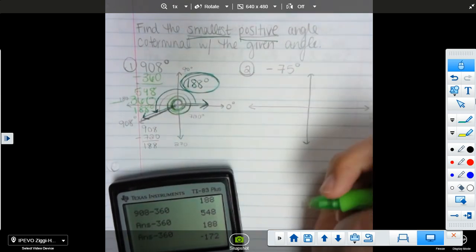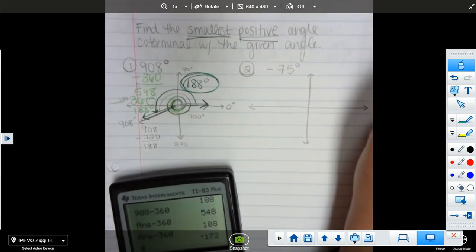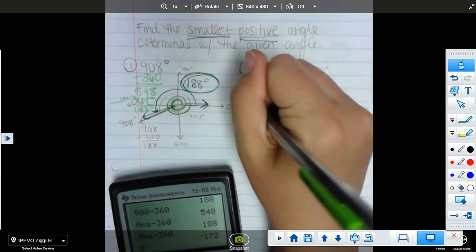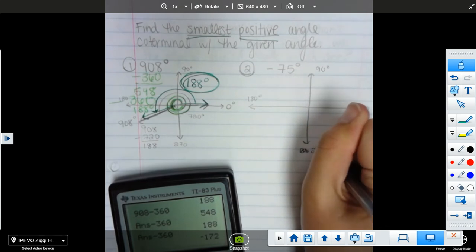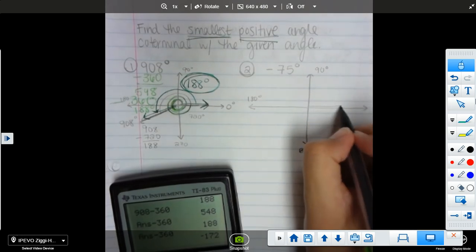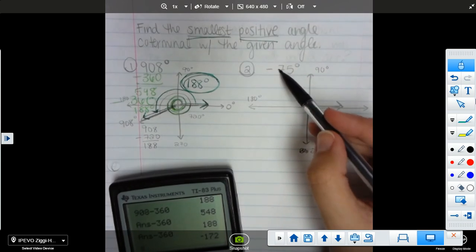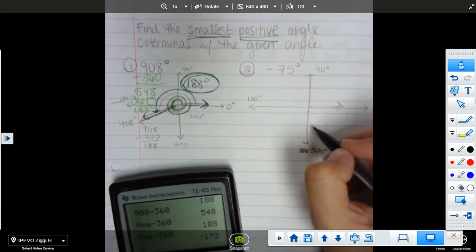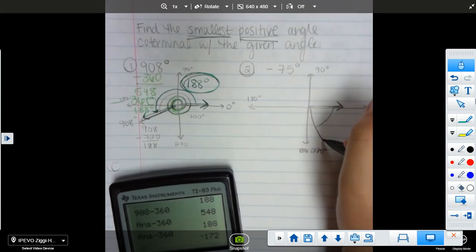All right, now over here we have a reference angle of negative 75. So this would be 0, again, 90, 180, and 270, back to 360. We start here with our initial side along the x-axis, and we go backwards counterclockwise 75. This would be negative 90, so it's going to be almost all the way there, but not quite. This would be our angle of negative 75.